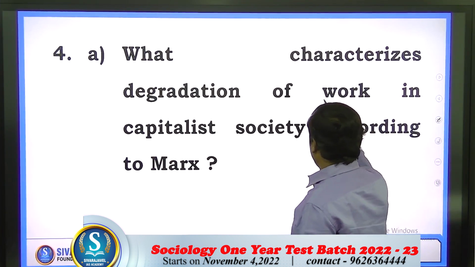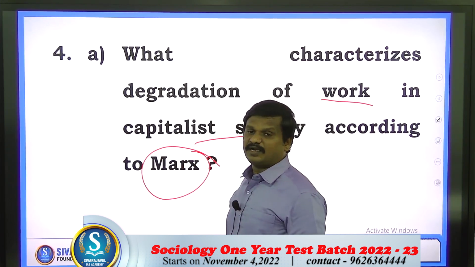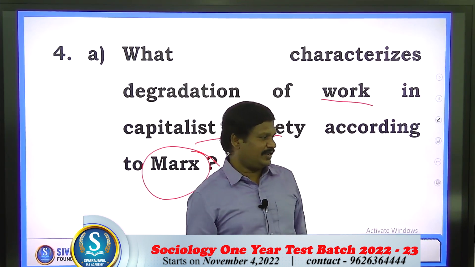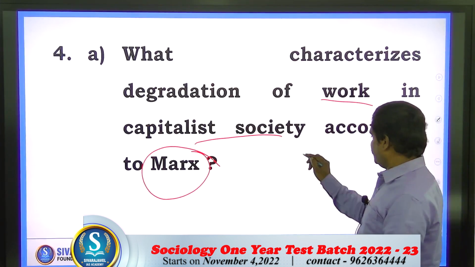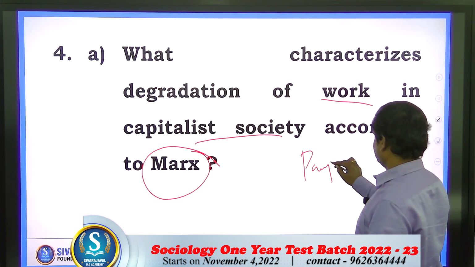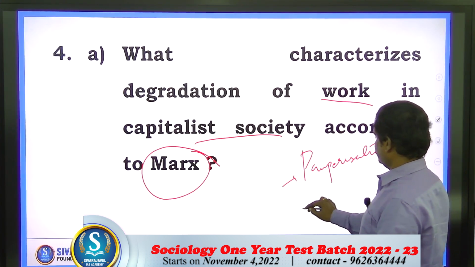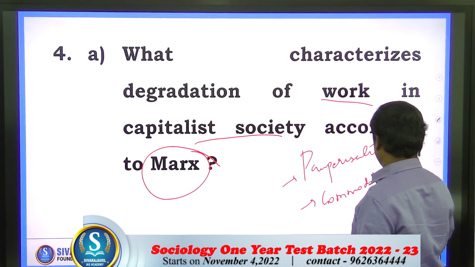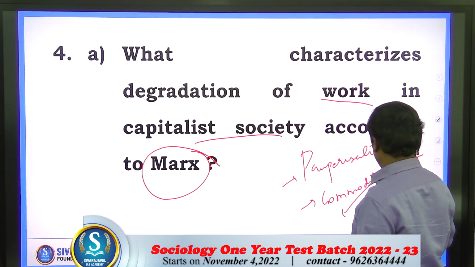Degradation of work in capitalism. What is Marxism? He is only speaking about the anti-human character of capitalism. How does he write about the degrading nature of capitalism? He writes about pauperization. He writes about commodity fetishism, that is anomie, alienation.